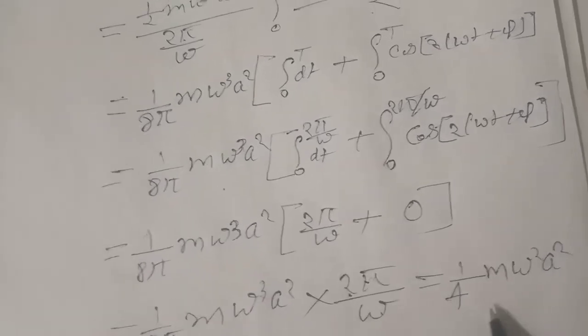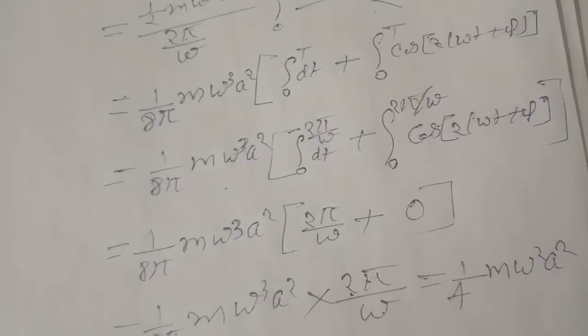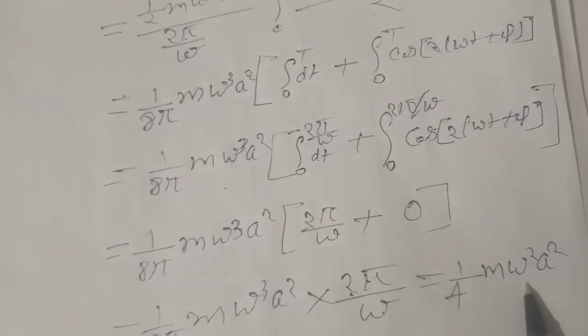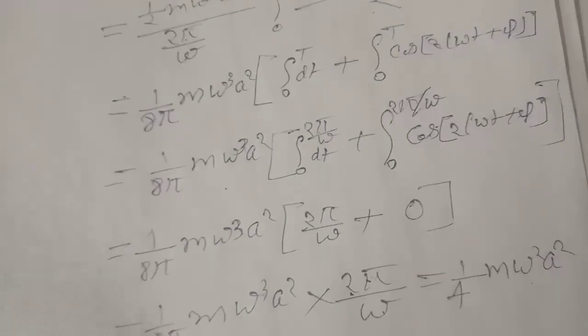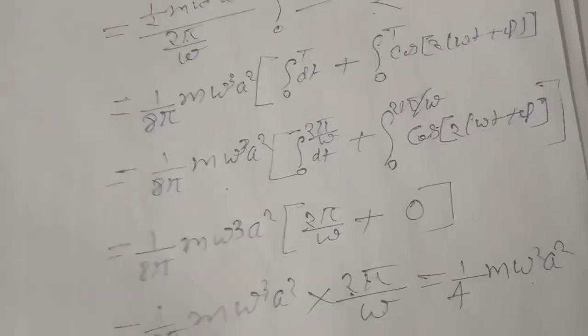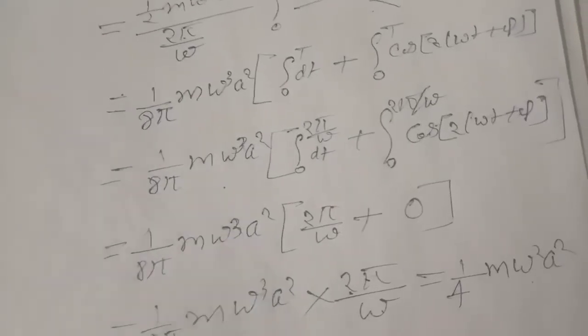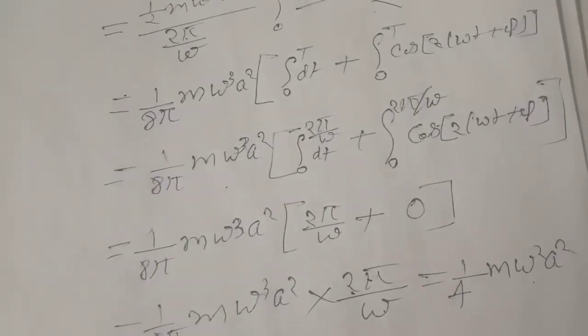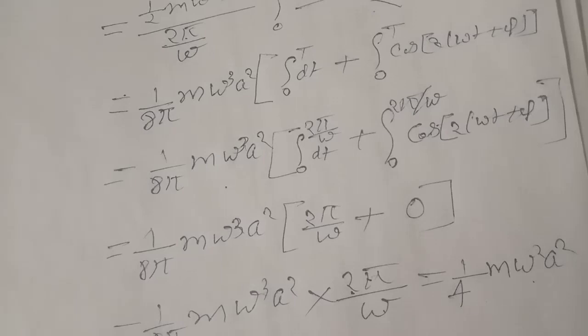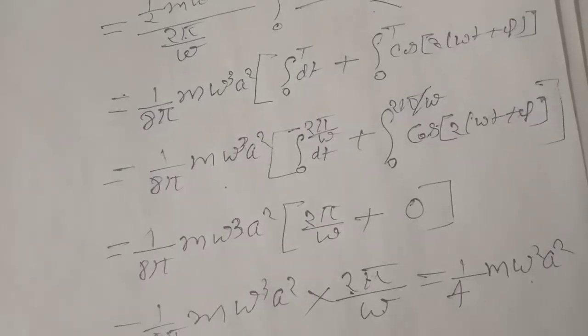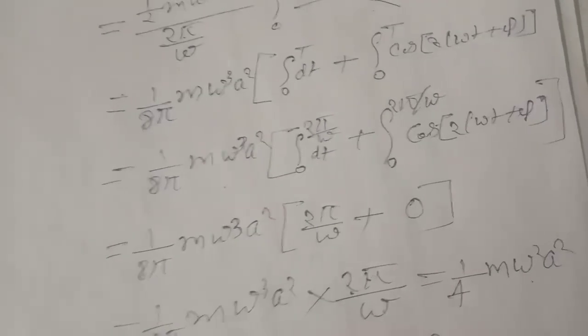Now again, we know that omega square equals k by m, so using this value we get 1 by 4 m into k by m into A square, and this will be 1 by 4 k A square.